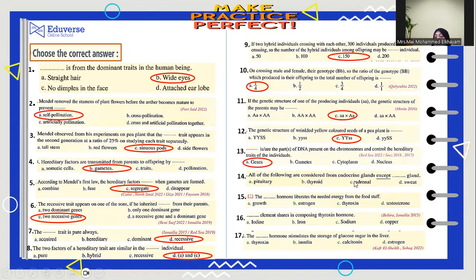All of the following are considered endocrine glands except the sweat gland. Which hormone liberates the energy needed from the food? For sure, this is the thyroxine hormone. What element shares in the composition of thyroxine hormone? We mentioned it: iodine. Which hormone stimulates the storage of glucose sugar? This is insulin.